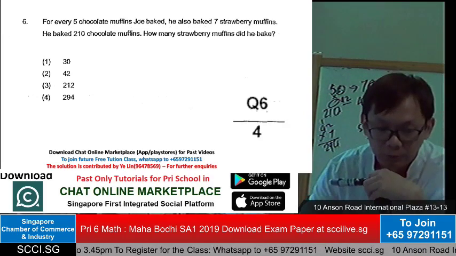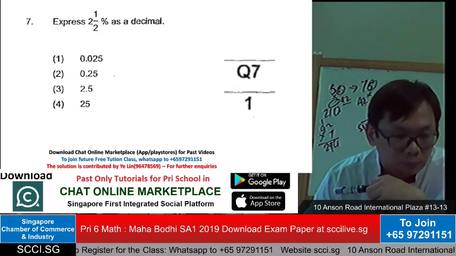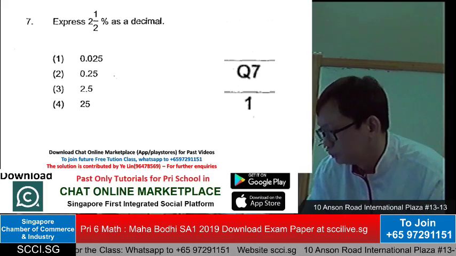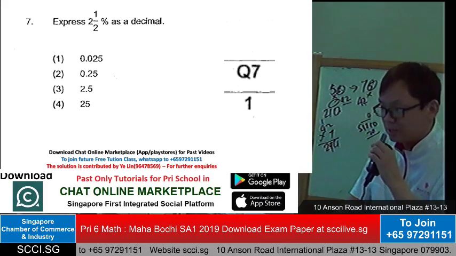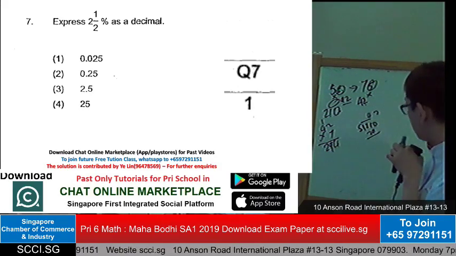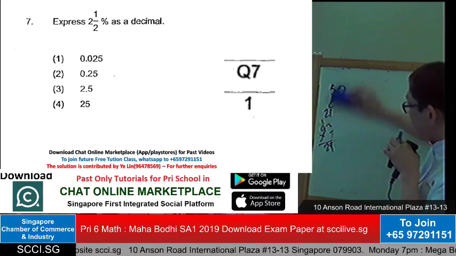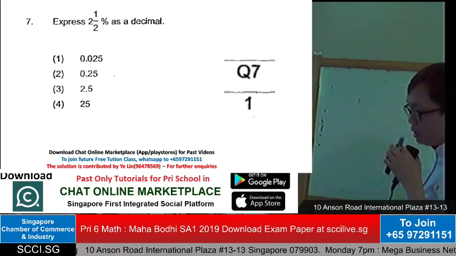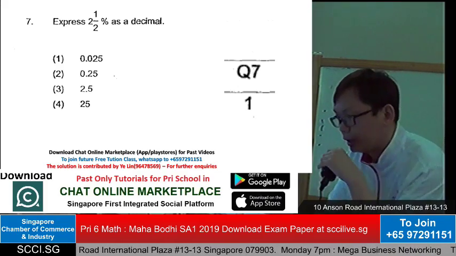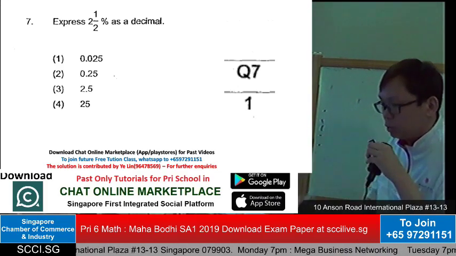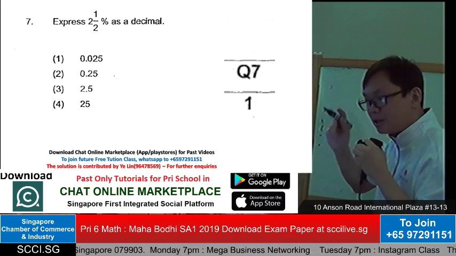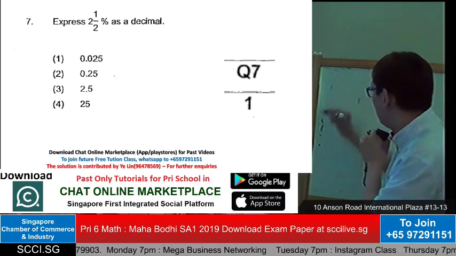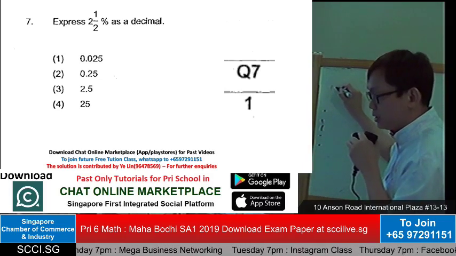Okay, next. Express 2.5% as a decimal. So how do we do this one? As a percentage, this is 2.5 percent. Take note, 2.5 percent basically is 2.5%.